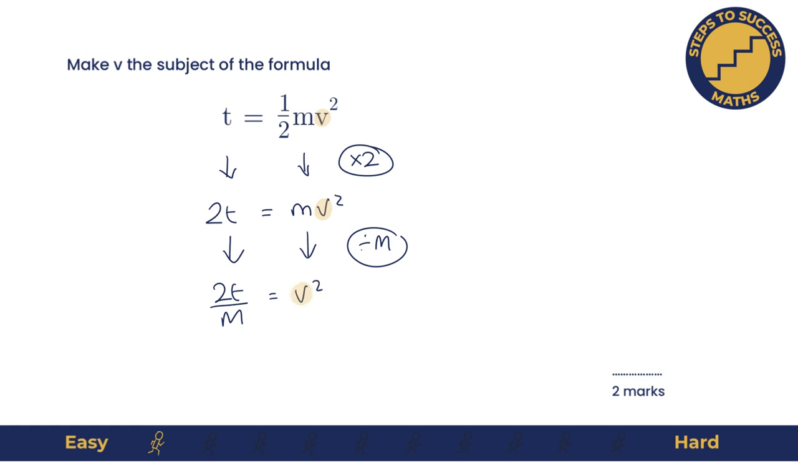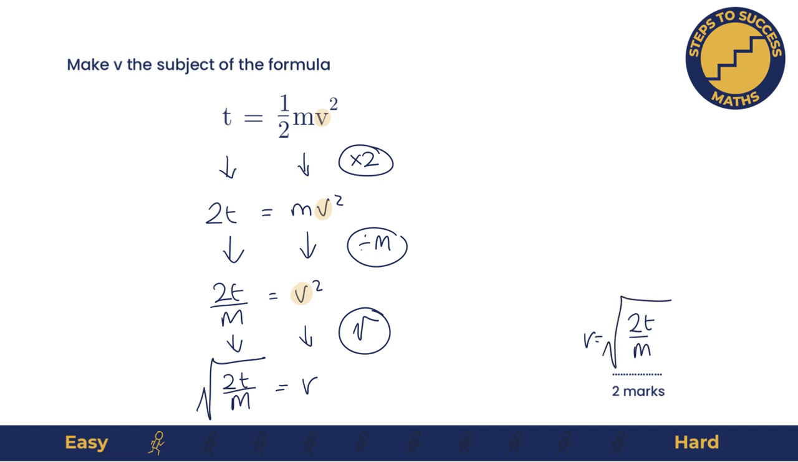Now we want v on its own, not v squared. And the opposite of squaring is square rooting. So we've got 2t divided by m, all square rooted. Make sure you make your square root symbol really big so it shows that the whole of it is square rooted, and that is going to be equal to v. And now we have changed the subject because it says v equals.